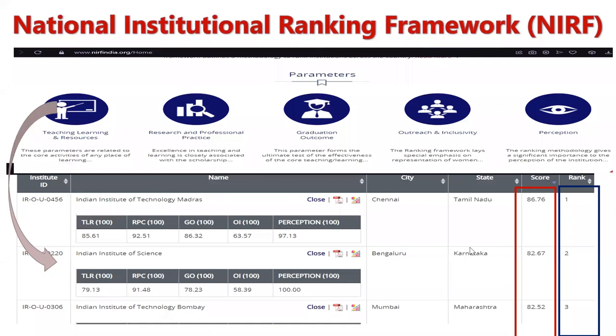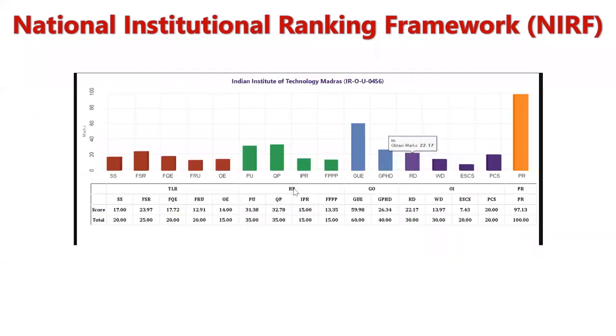So for each institute, you see here this RP parameter will show the count. You see here that the total is 15. So for each institution, they will assign a score for particular parameters.